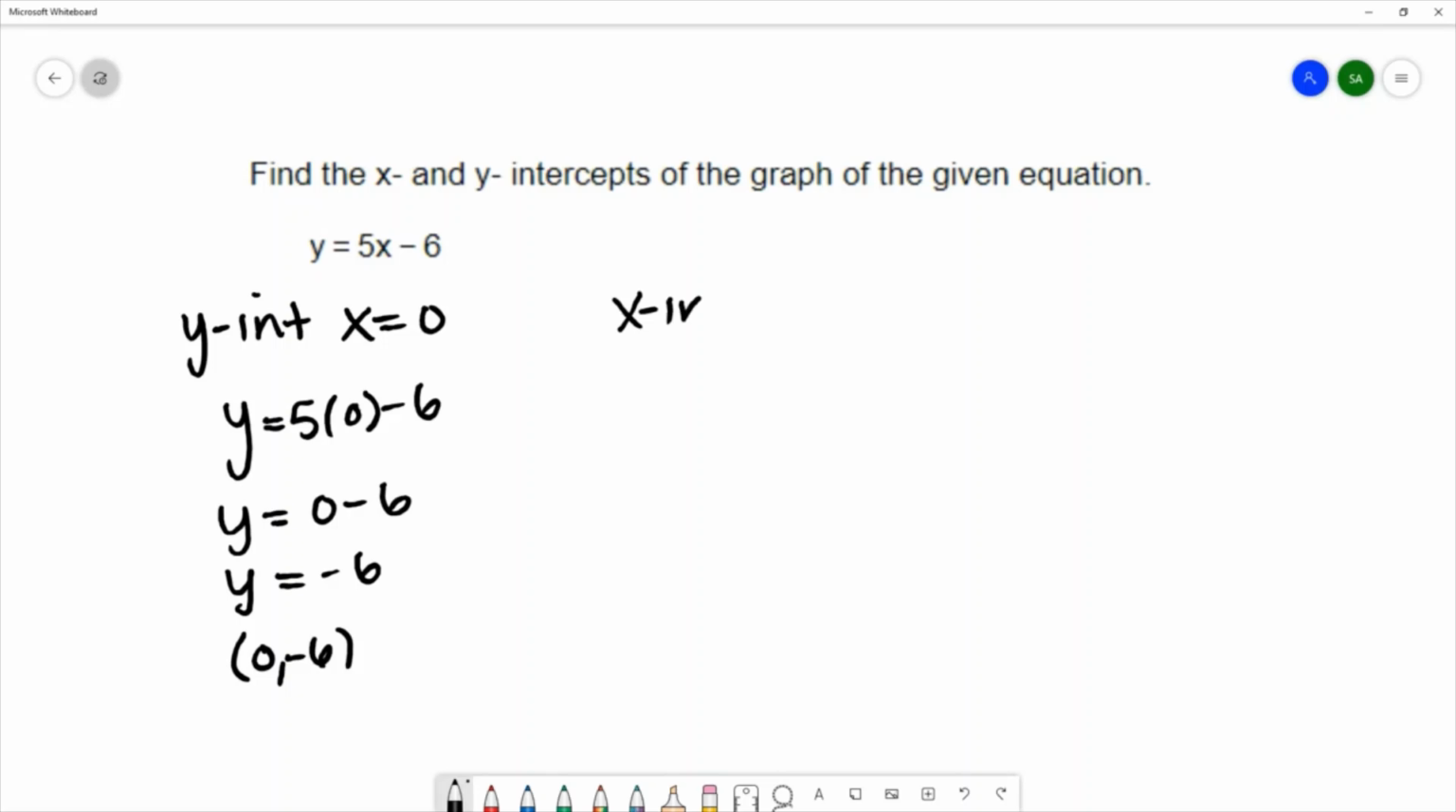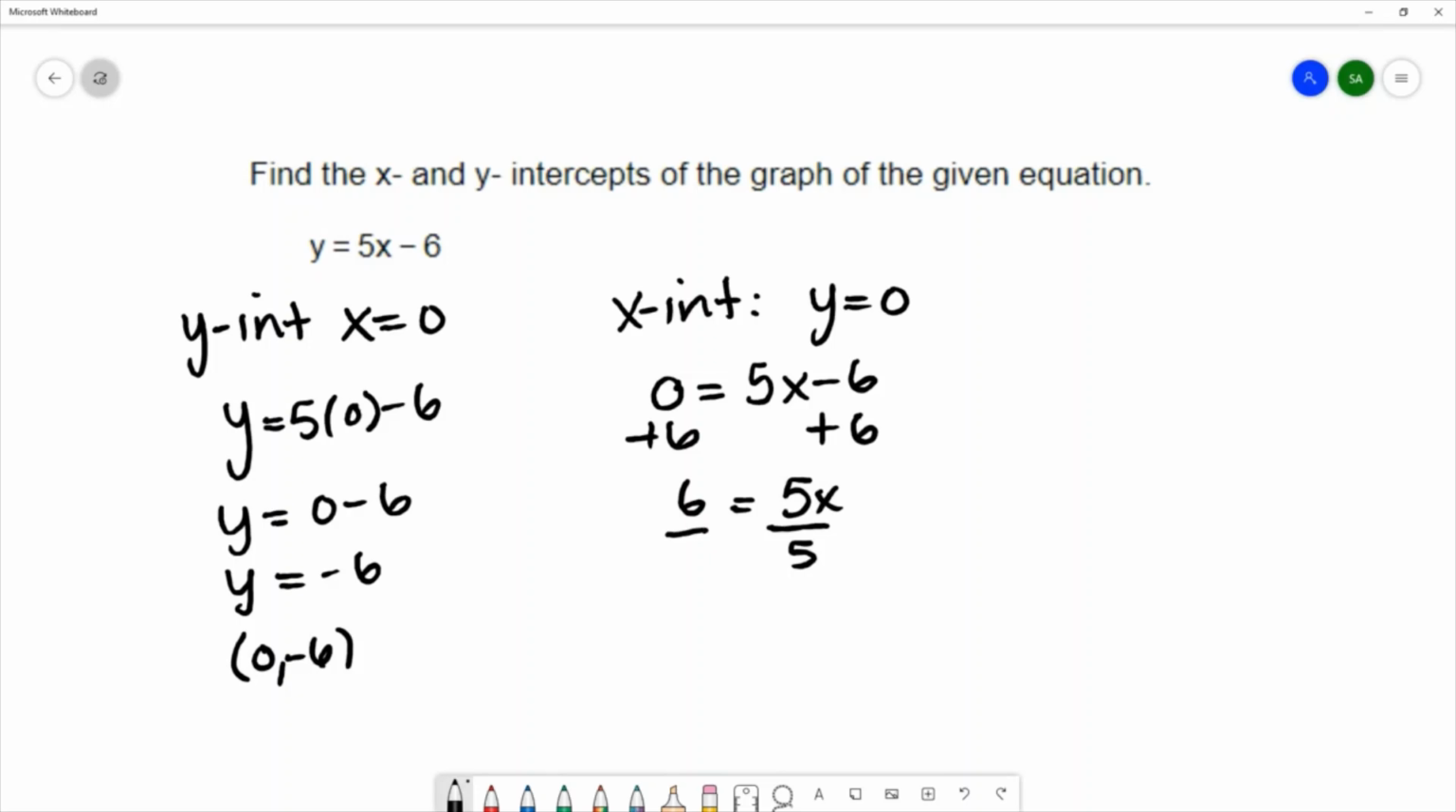Then I want to find the x-intercept. To find the x-intercept, you're going to let y equal 0. So I'll substitute a 0 in for y in my equation. That gives me 0 equals 5x minus 6. And I'll solve the equation for x. I'm adding 6 to both sides, and I'll divide by 5 on both sides to get the x by itself. And I have x equals 6/5. So my x-intercept is 6/5, 0.